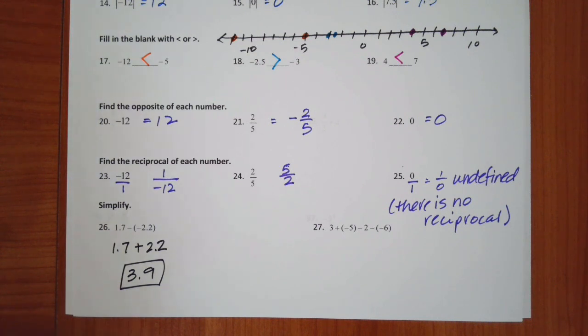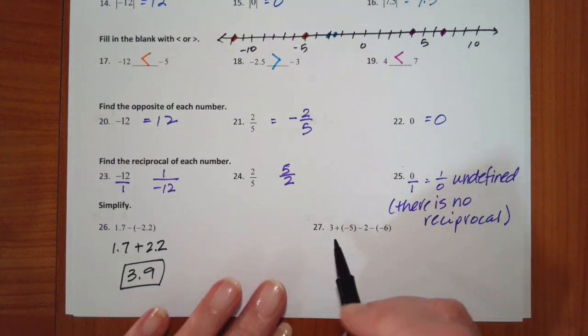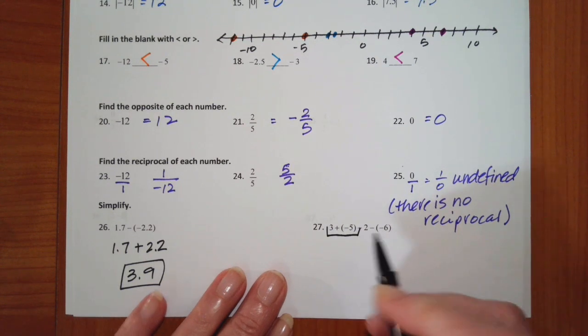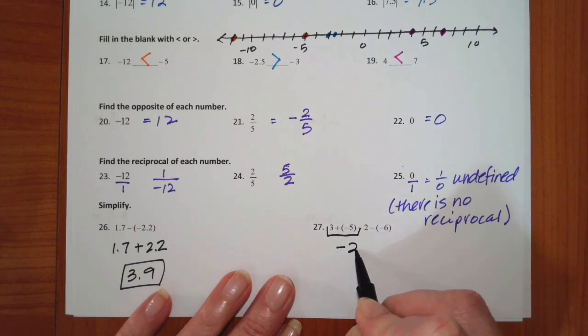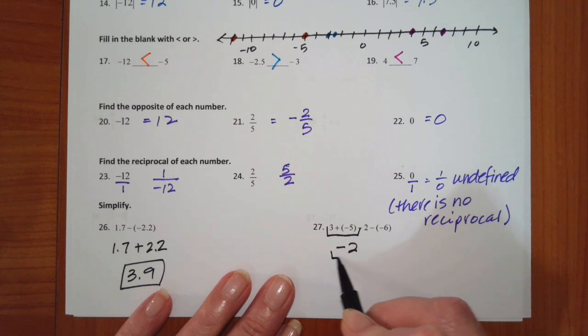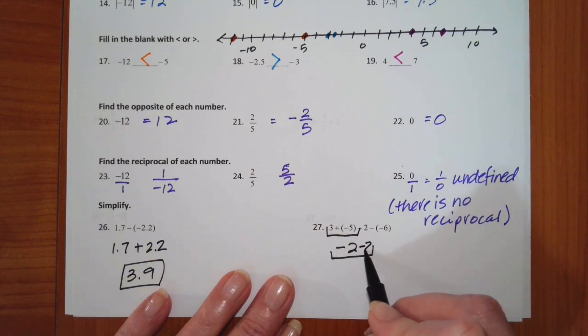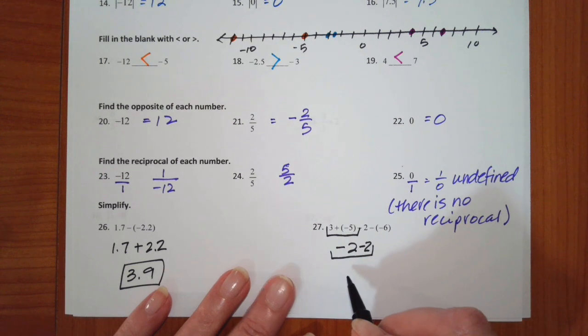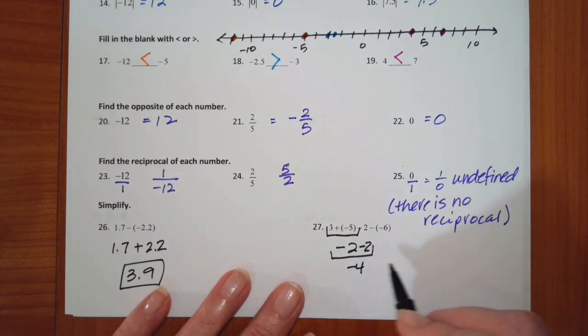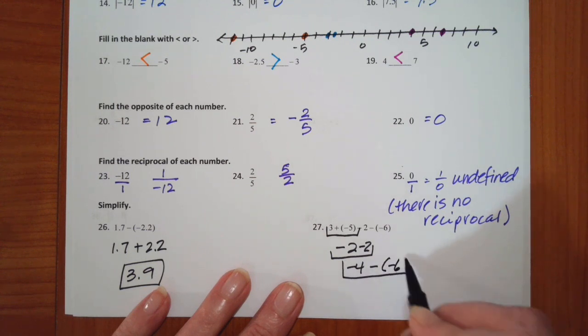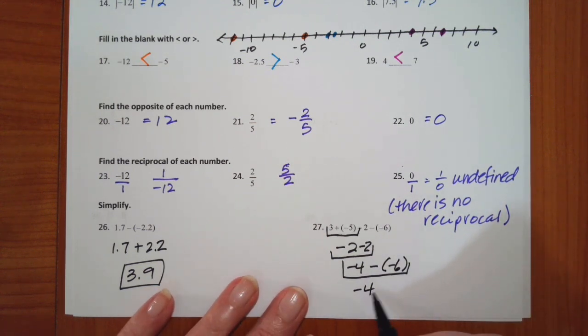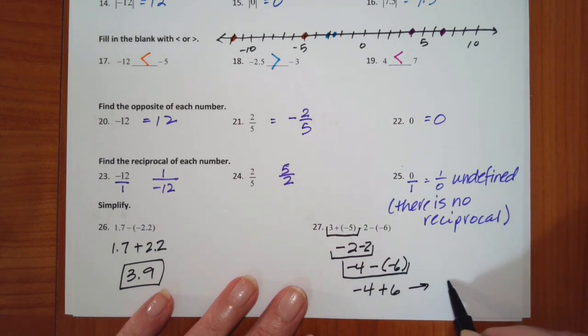Okay. So the next one here, we've got all addition and subtraction, which means I have to do this from left to right. So I'm going to start here and do 3 plus negative 5, which gives me negative 2. Then I have negative 2 minus 2, which becomes negative 4. And then I'm going to take my negative 4 minus negative 6, which gives me negative 4 plus 6. So my final answer is 2.